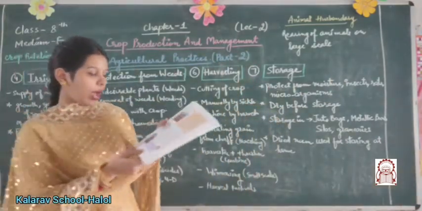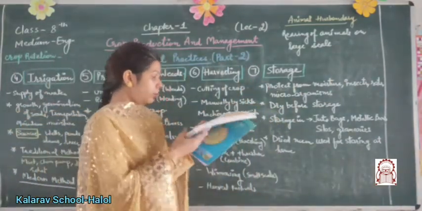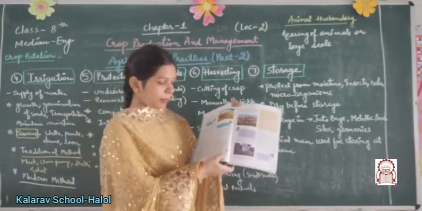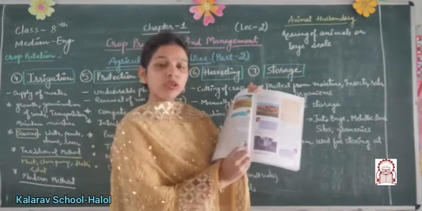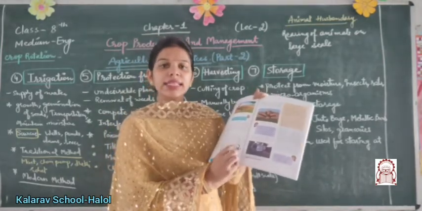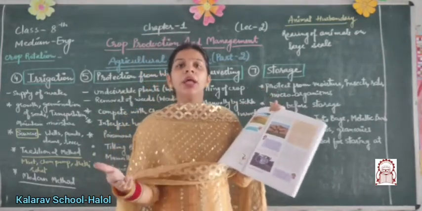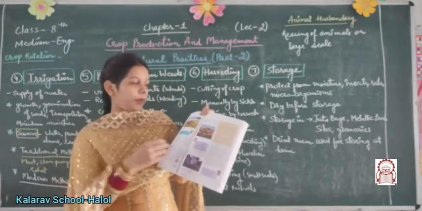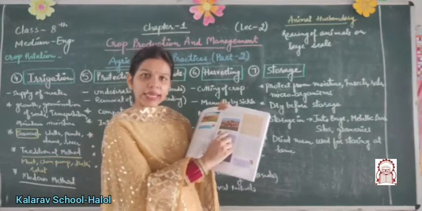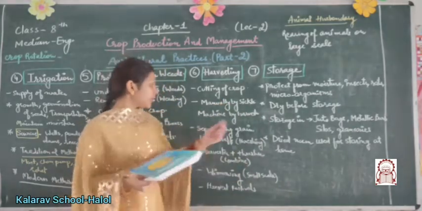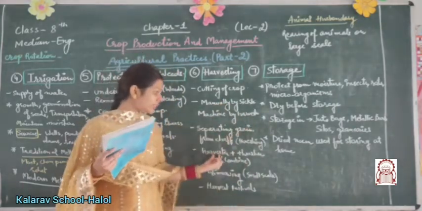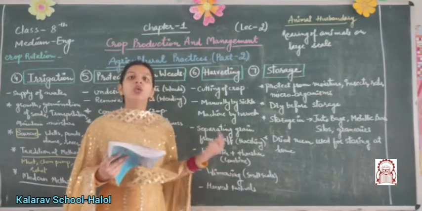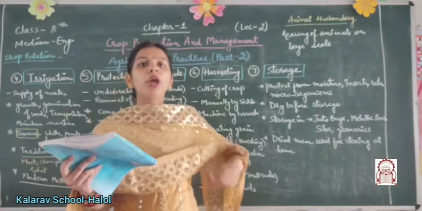For this you have to open your book and see the sickle on page number 10. Have you seen this? This is the sickle which helps the farmer to harvest his crop. Next is combine, that is harvester. So a harvester plus thresher is used as a combine to harvest the crop or cut the crop.